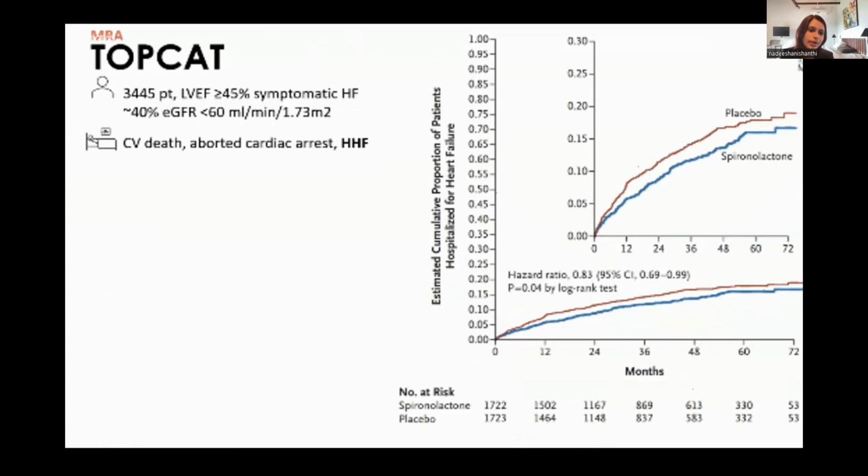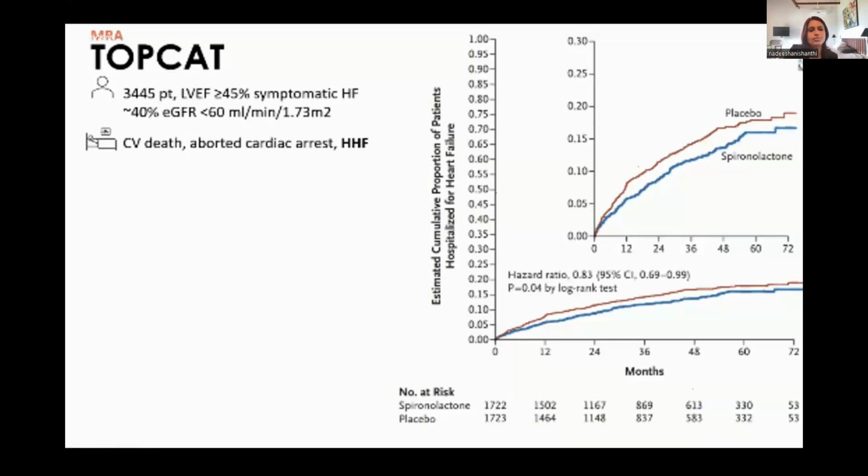So this showed in the patients with normal ejection fraction, that means ejection fraction more than 45%, that mainly women, compared to men, showed benefit with both lower ejection fraction as well as normal ejection fraction. This MRA showed benefit, but in men, only patients with ejection fraction less than 50% showed more benefit from MRA. So MRA is used mainly for patients with lower ejection fractions, and it shows benefit in the lower eGFR group.